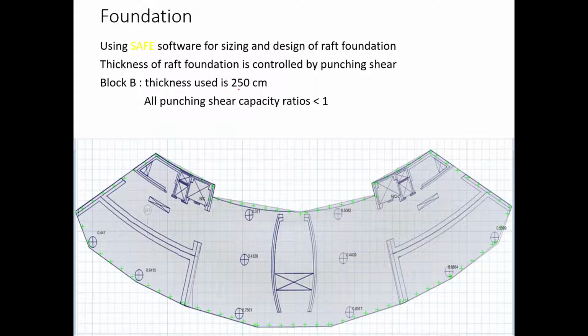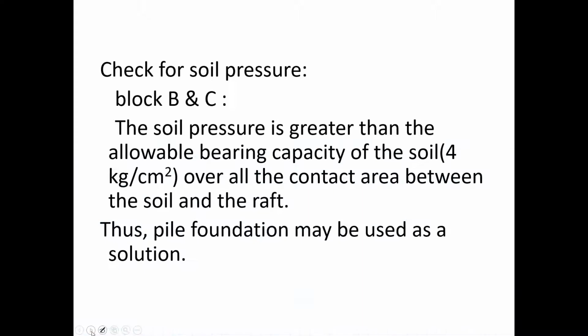Now for foundation, we used a raft foundation actually, but thickness of 2.5 meter. All punching shear are correct for block B and for block C, but we can notice after doing the analysis for our raft for block B and C, that the soil pressure is greater than the allowable bearing capacity of the soil. So the allowable bearing capacity of the soil was taken from the geotechnical report. Actually, when we were testing the soil, we got this result: 4 kilogram per centimeter square.